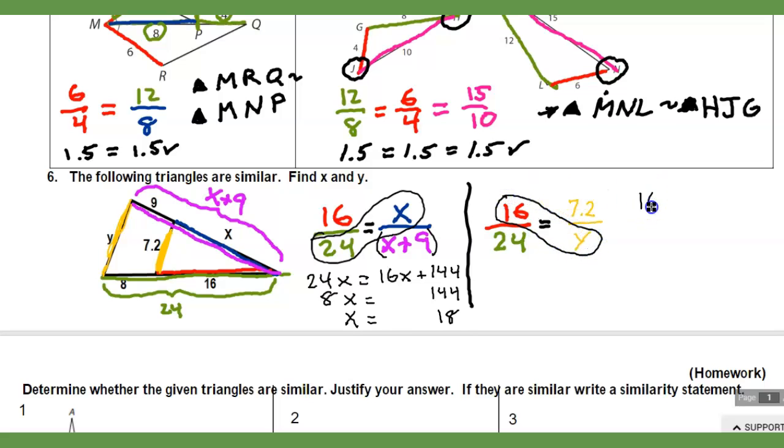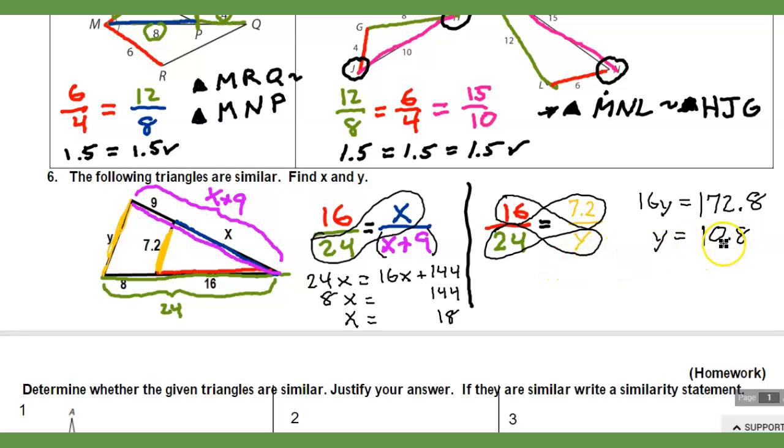16y equals 24 times 7.2, which is 172.8. Yep, that makes sense. And then divide by 16 on both sides, so y equals 10.8. Okay, perfect.